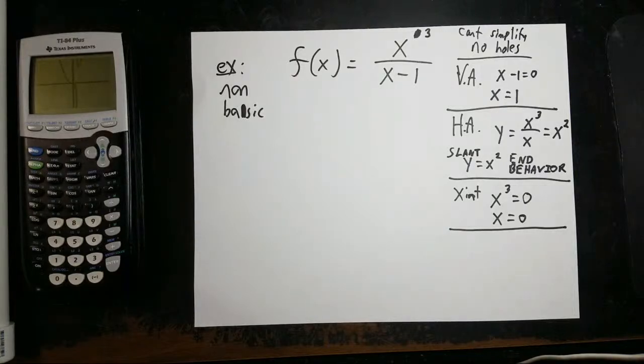Then, you could determine x-intercepts if you wanted to by taking the numerator and setting it equal to 0. Boom, done.